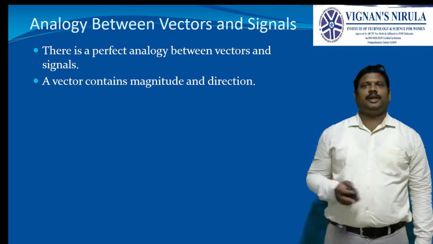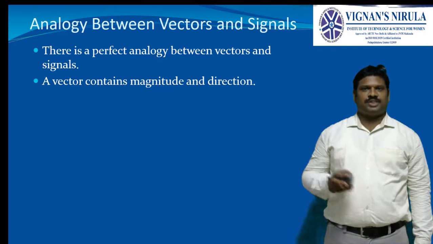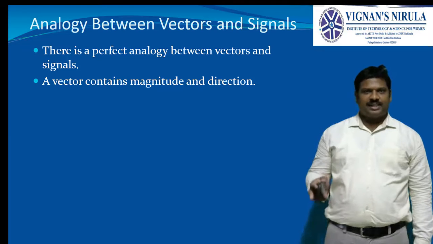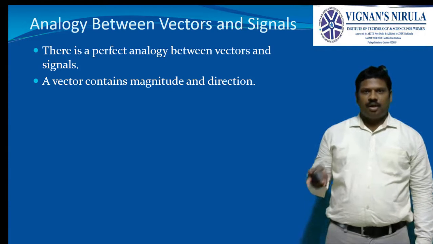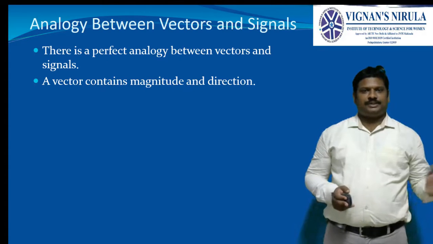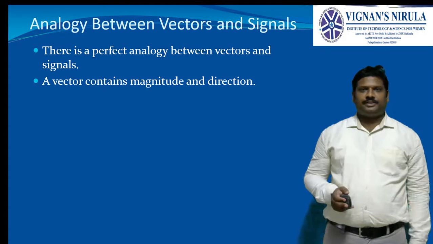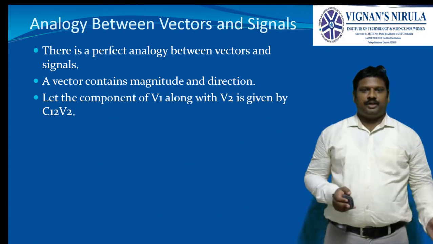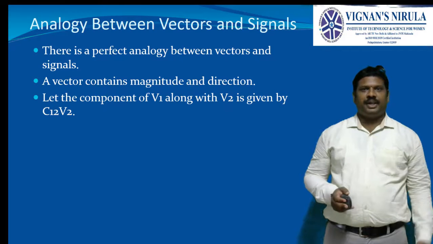Then slowly we extend the concept of vectors to the signals and the orthogonal signals based on mean square error calculation, closed or complete set of orthogonal functions, like that. First, there is a perfect analogy between the vectors and the signals. A vector contains the magnitude and the direction. Let the component of V1 along V2 be given by C12 into V2.